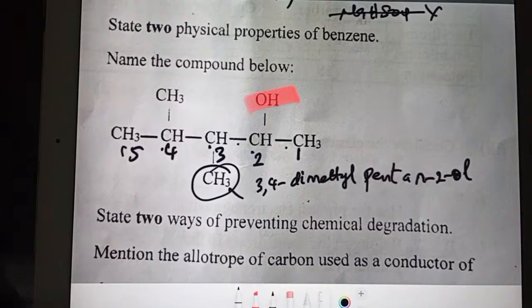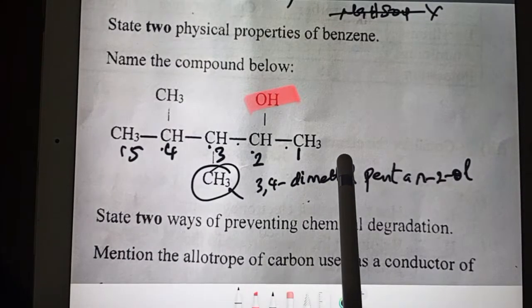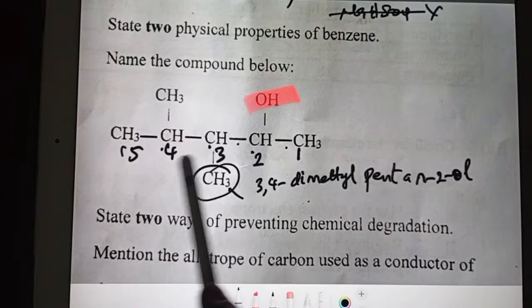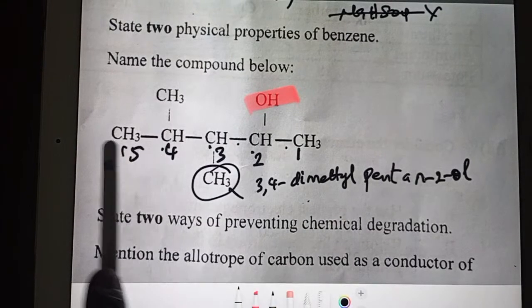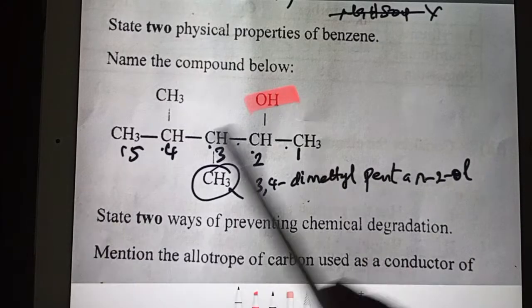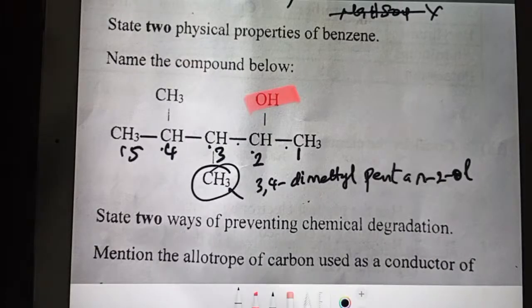See what you don't want to do: never say to number backwards. This one, backward numbering, was correct because that's what the structure gave. There are conditions where you number left to right and you still become correct. So I'm not teaching you to number backwards or forward. No, number from the end closer to the principal functional group.